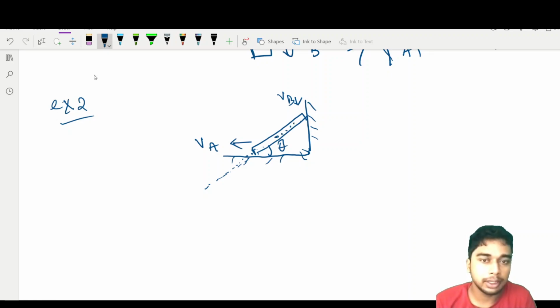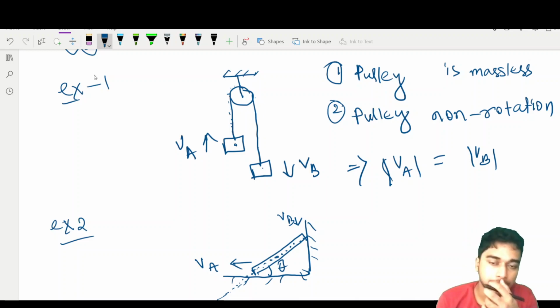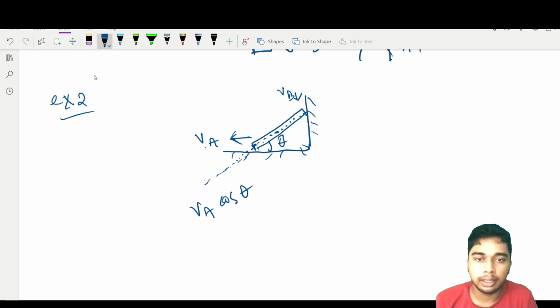I can say that the velocities of each point lying on this line will be the same. For example, in the previous case, I considered that the velocities VA and VB should be the same. That means every point lying on this wire has the same speed or the same magnitude of velocity. So I can write, for example, this end is moving to the left with velocity VA. If I resolve VA, this component will be VA cos theta. Why? Because it is theta and this should be theta. It is an alternate angle, so this will be theta.